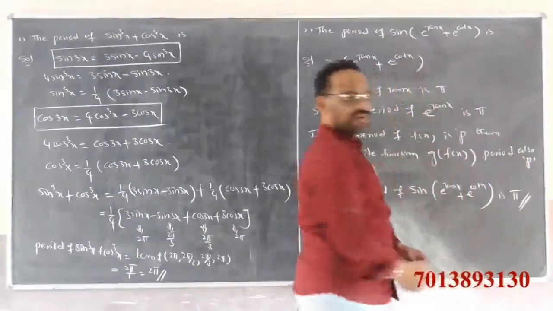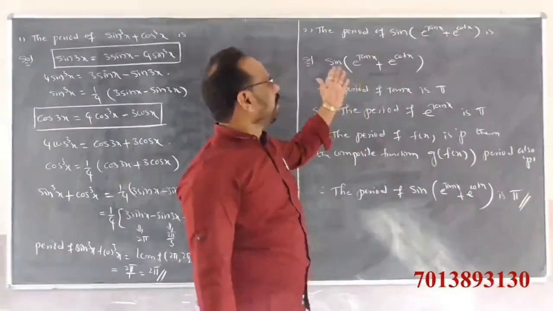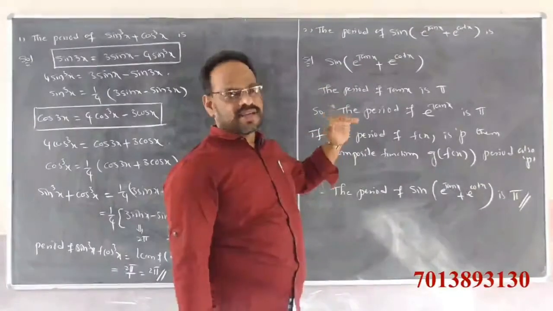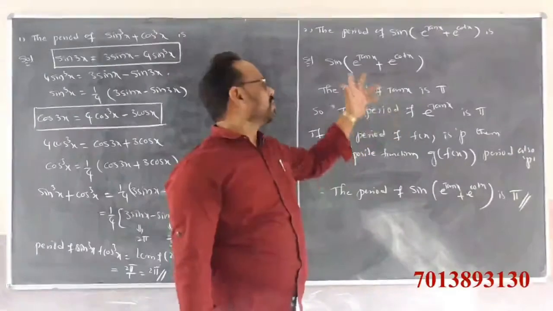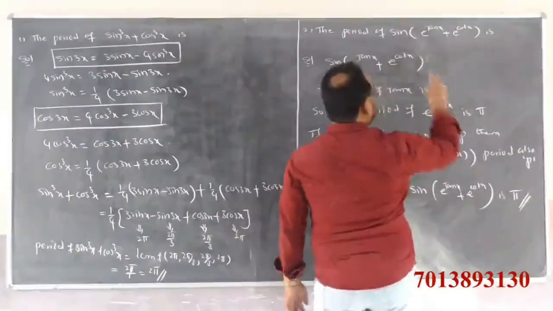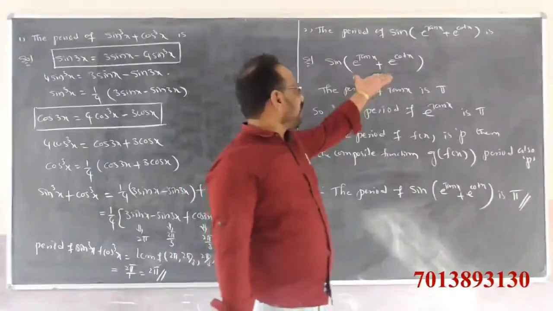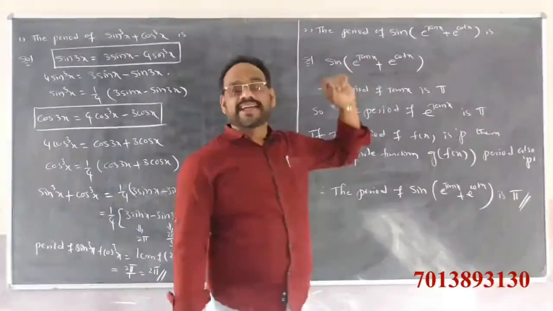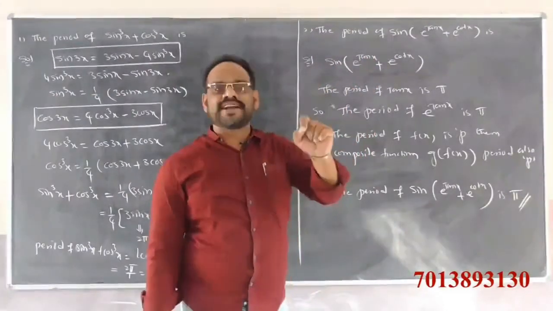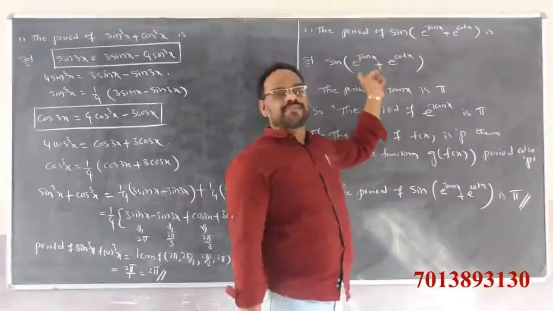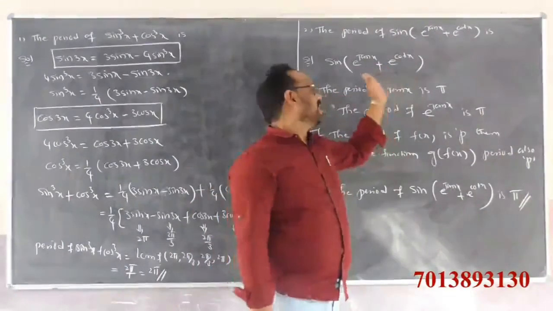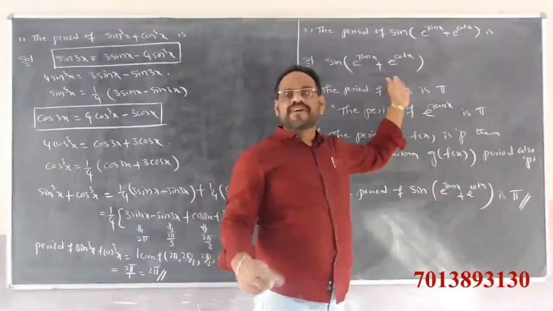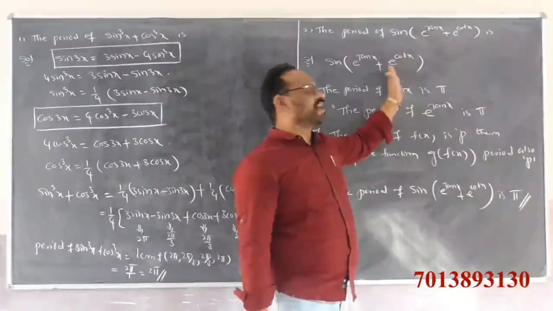Observe this once again. We want sin of (e power tan x plus e power cot x). Clearly this is a composite function, g of f of x. First of all, find the period of e power tan x plus e power cot x. We know that the period of tan x is pi, so the period of e power tan x is also pi only. And the period of e power cot x is also pi. So the LCM of pi and pi is pi only.